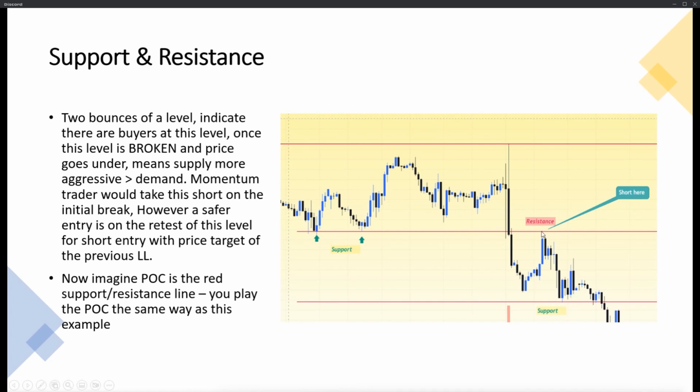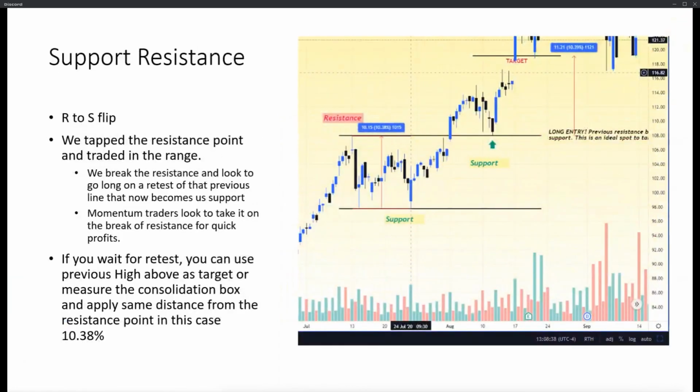So if I know I'm shorting here and this was the previous low, you can pretty much set your profit target at the low here. At least I know where the buyers and sellers are, so I can get out, okay? This is really good to use on the SR flips and play the retests of them.